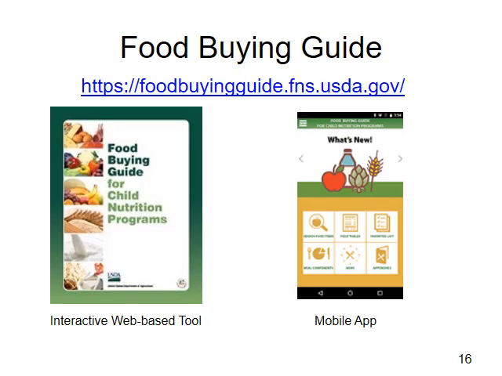This guide is the authoritative source of food yield information for all child nutrition programs. It has the information to help you determine the right quantity of foods to purchase, the appropriate types of food for your program, and the specific contribution each food makes towards meal pattern requirements. This guide is available on the internet at foodbuyingguide.fns.usda.gov. It's available as a publication, an interactive online tool, and also as a mobile app that you can use on your phone.